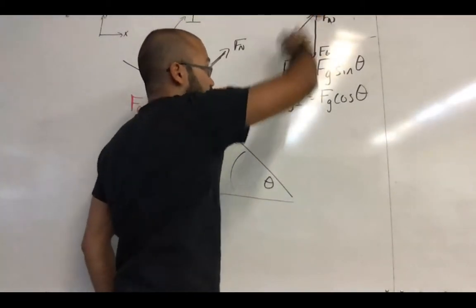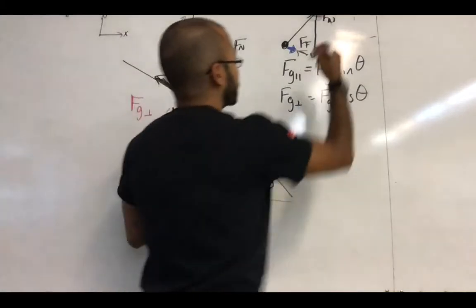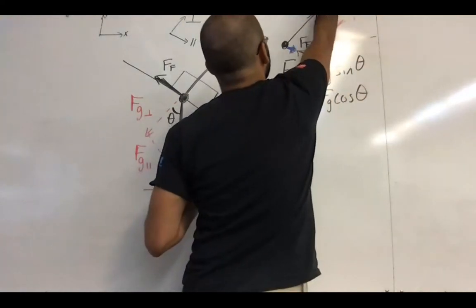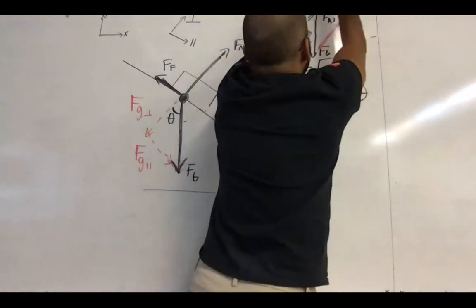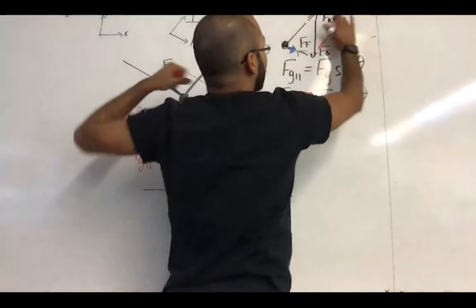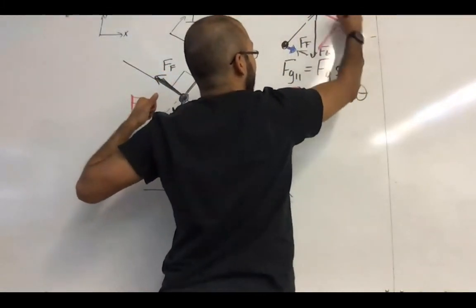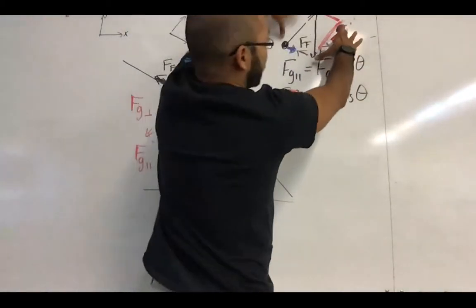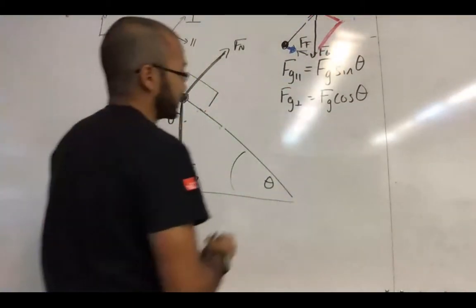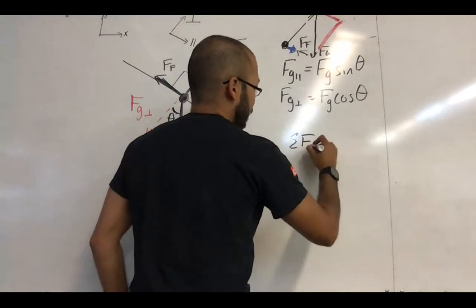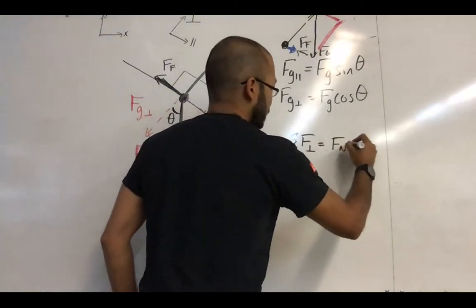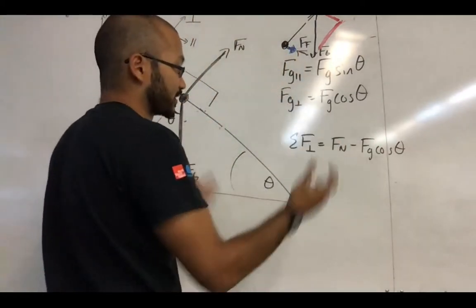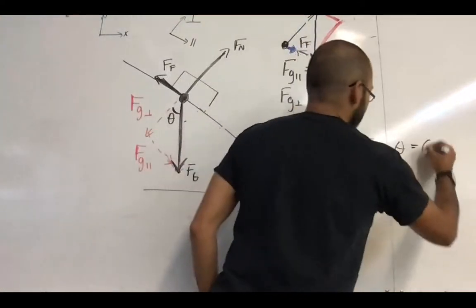In the perpendicular direction, let me make these components clear, those forces should cancel out. So this right here is the perpendicular component of gravity, and that should cancel out exactly with the normal force. And we can write that algebraically. The sum of forces in the perpendicular direction is going to be the normal force minus Fg cosine theta. And I know that those cancel out because there is no acceleration in the perpendicular direction. So it should be equal to 0.